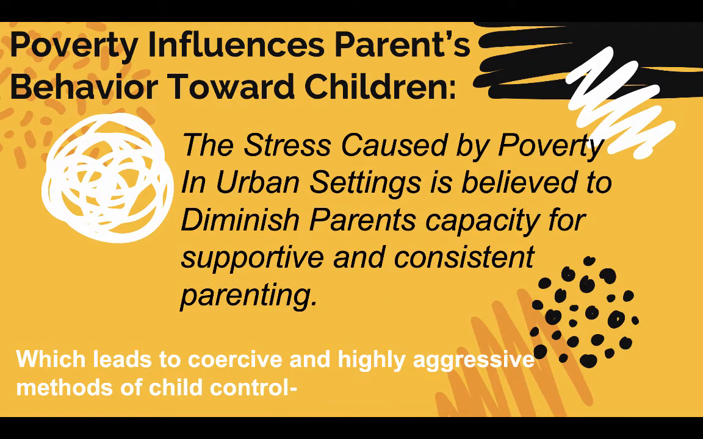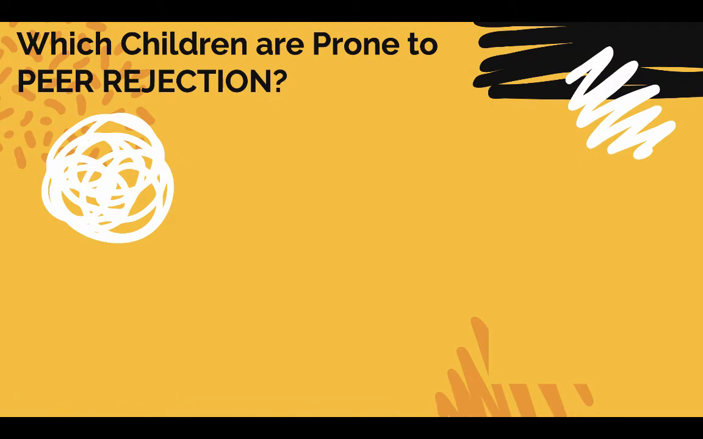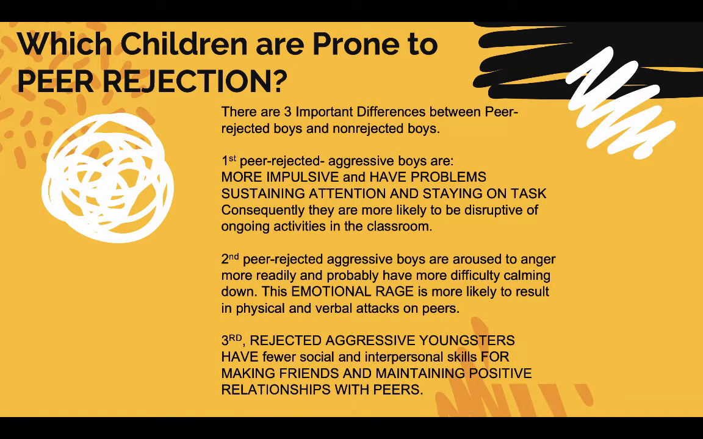The stress caused by poverty in urban settings is believed to diminish parents' capacity for supportive and consistent parenting, which leads to coercive and highly aggressive methods of child control. Which children are prone to peer rejection? There are three important differences between peer-rejected boys and non-rejected boys.